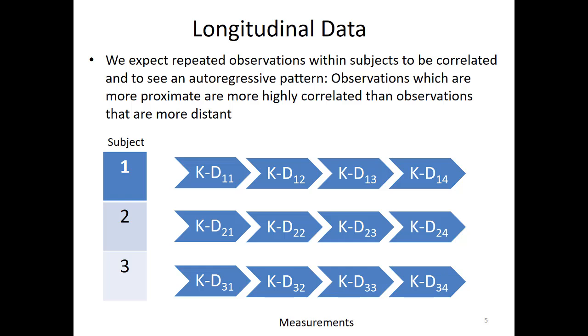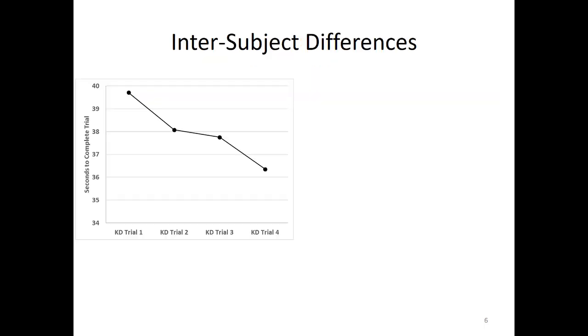We have 3 subjects here. Each was measured 4 times. And in these types of studies where the entire study took place in under an hour, we expect to see what's called an autoregressive pattern of correlation, where observations which are closer together are more highly correlated than observations that are further apart.